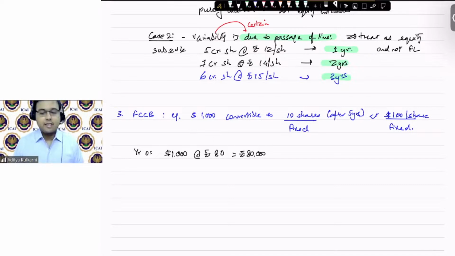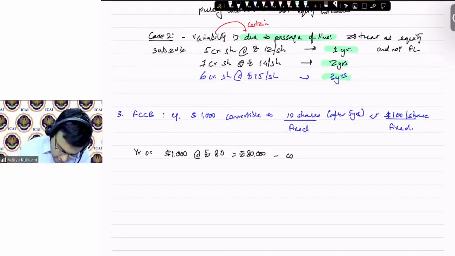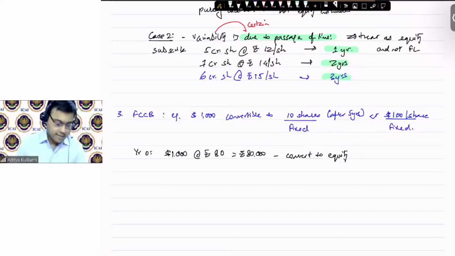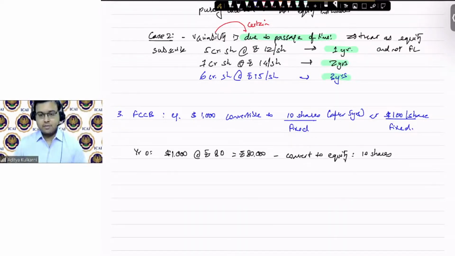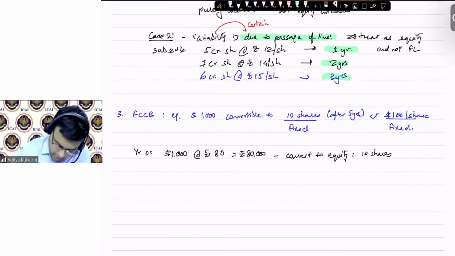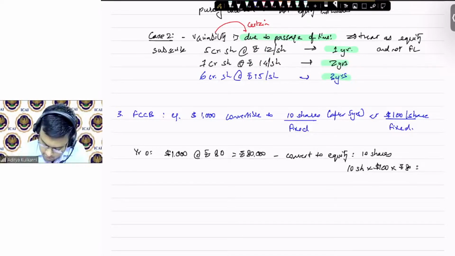When you convert this to equity, how many shares are you going to get? Sir, I am going to get 10 shares. So 10 shares is going to give rise to what amount? $1,000 convertible to 10 shares. So 10 shares into $100 into rupees 80. So that gives you how much? 10 into 100, 1,000.